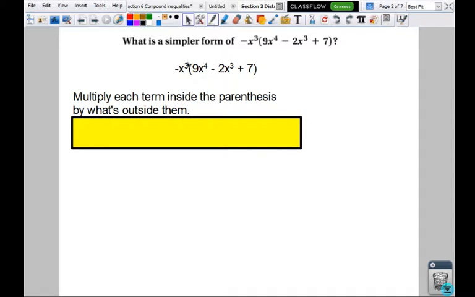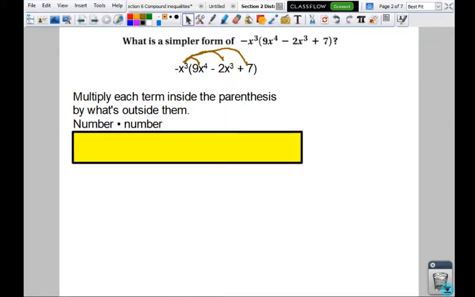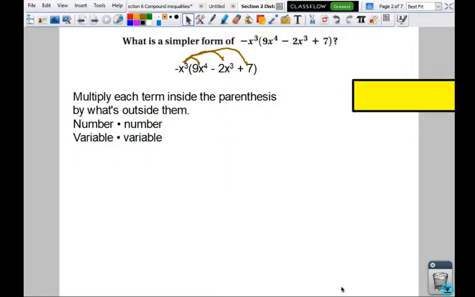So we are going to distribute just like normal, except now we have this negative x to the third that we're distributing. The whole process isn't different, it's just a little tougher to multiply numbers and stuff together. So keep in mind, we're going to multiply numbers times numbers and variables times variables. We're going to put our numbers together, we're going to put our variables together.